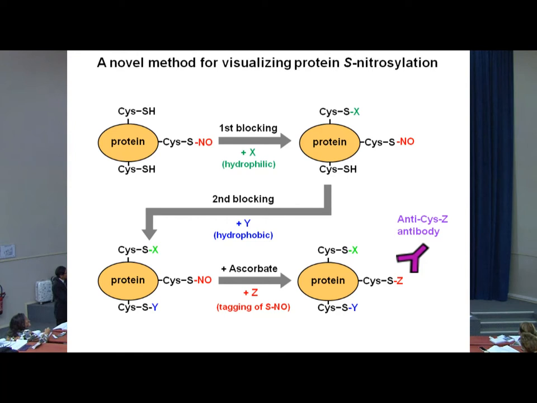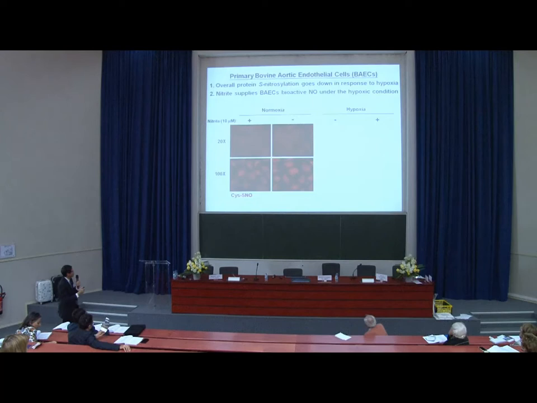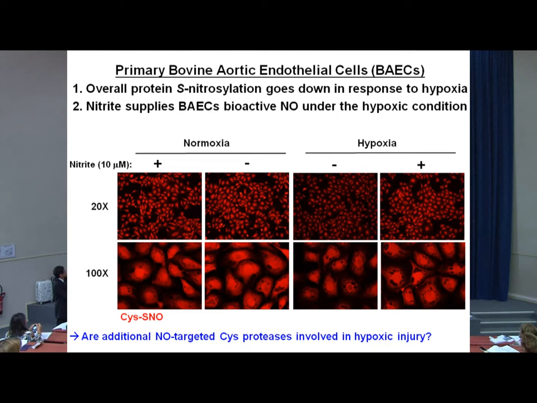The innovative method we applied here is to create a specific antibody which recognizes the Z-tagged cysteine. By using this antibody, we hope to reduce the background and enhance the specific signal here. So using BAECs as a model, we are able to show that under normoxic condition, indeed, there are so many proteins inside cells that are S-nitrosylated constitutively.